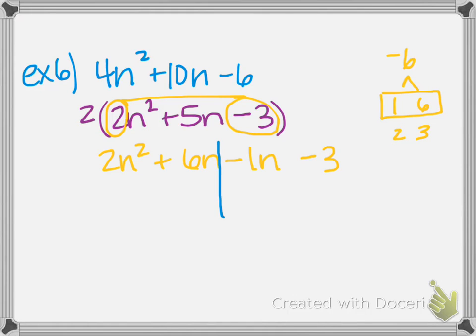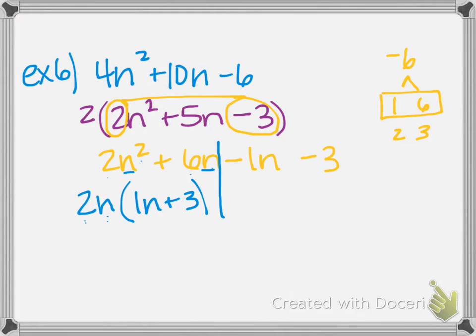So looking at the left side, the biggest number that multiplies to 2 and 6 is going to be 2. They also have an n, so we can take out 1n. Then 2 divided by 2 is 1. We had 2 n's, we're taking 1 away, so there's only 1 left. 6 divided by 2 is 3.